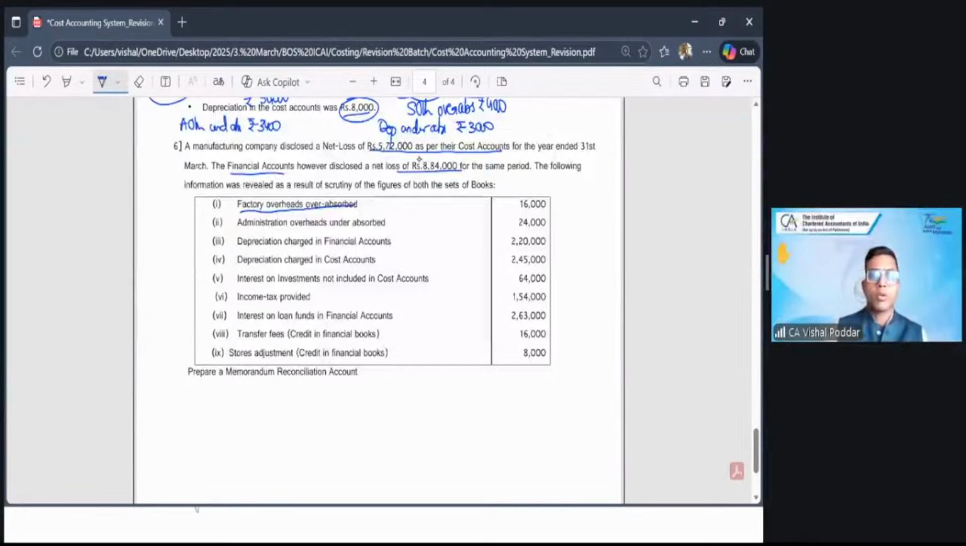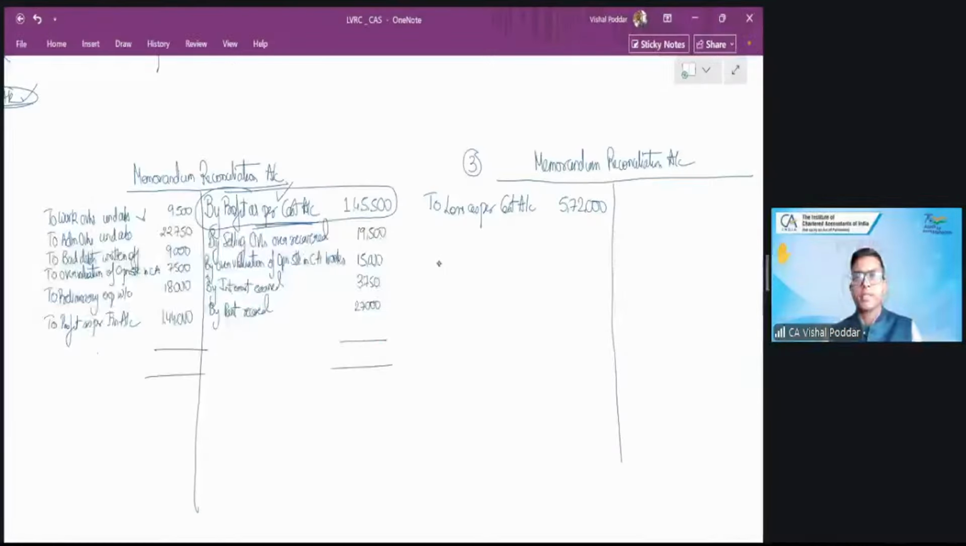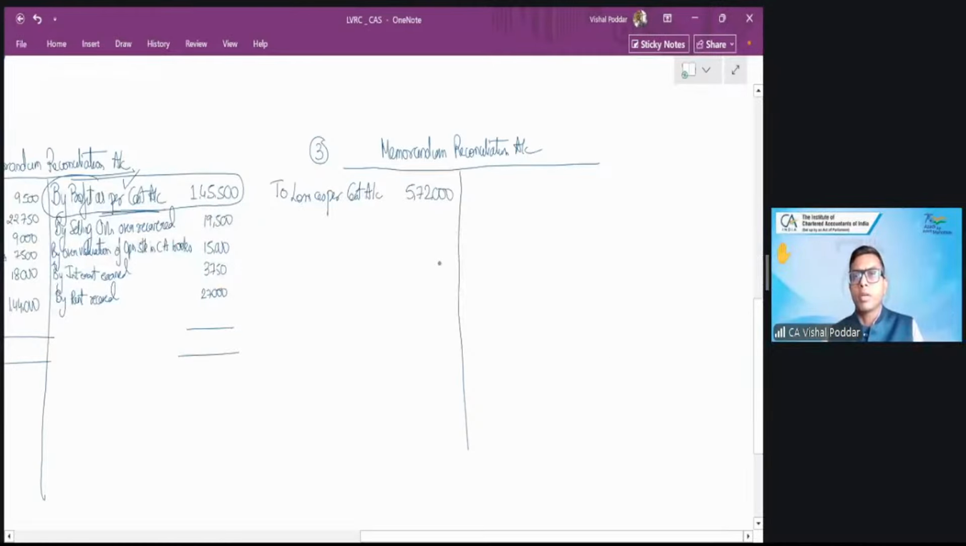Now, since costing loss will be higher, right? So this is the impact. Now we have taken the starting point as costing loss only. So we will have to climb down. Climb down means less. And here less will be by putting that figure on the credit side. I hope this is clear, students.